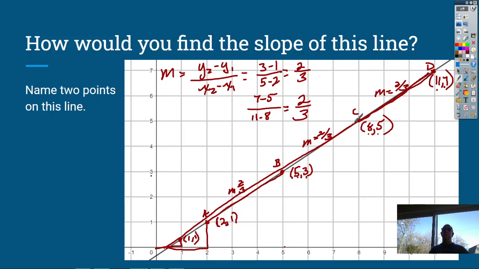I could do C and B. I can do A and D. I could do B and D. It doesn't matter. I will always get the same slope. I just may need to simplify it or reduce it a little bit.